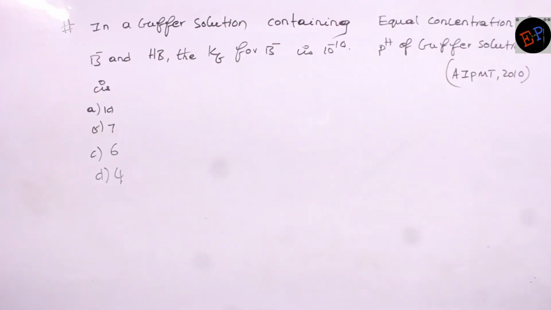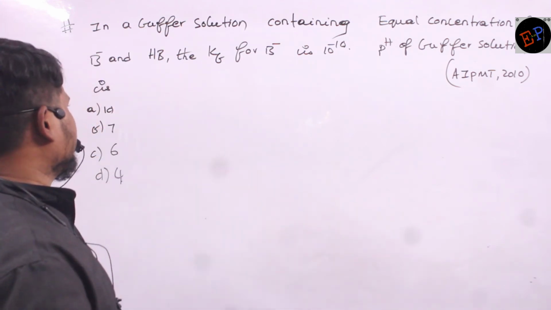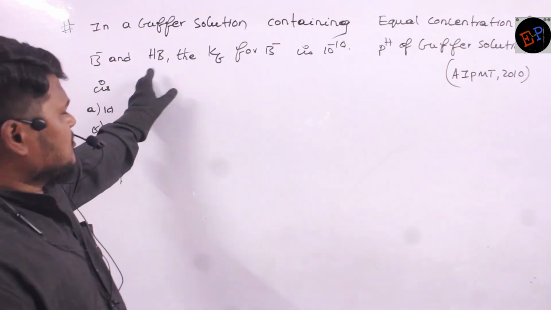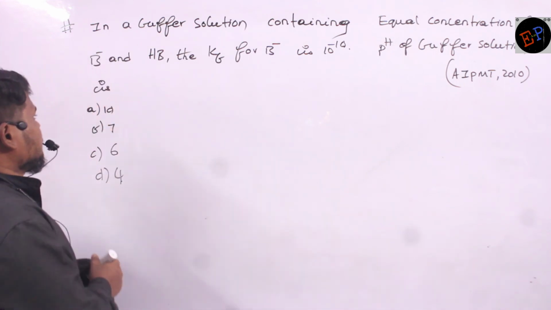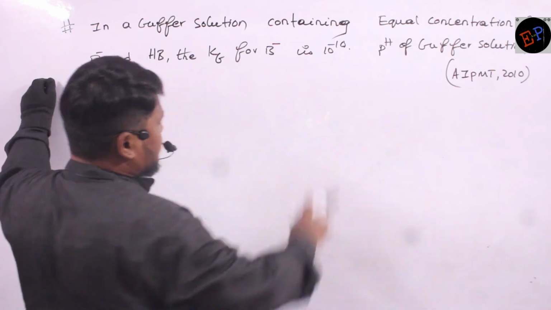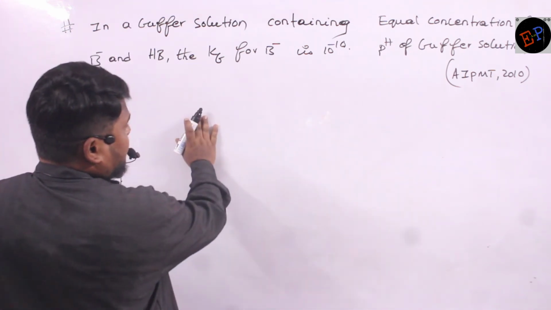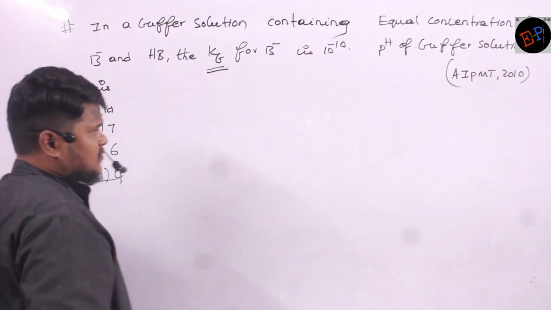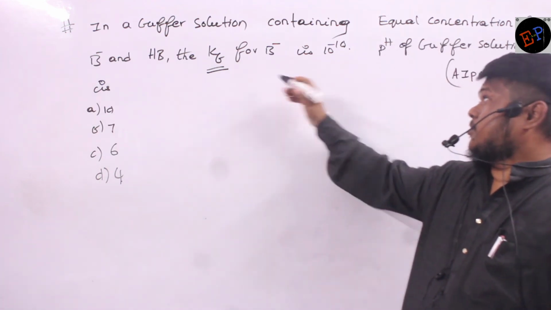Okay. So see this question: in a buffer solution containing equal concentration of B minus and HB, okay, so this is some general acid which is given, the Kb for B minus is 10 power minus 10. Then what is the pH of the buffer solution? Able to understand? So generally you may get confused here.